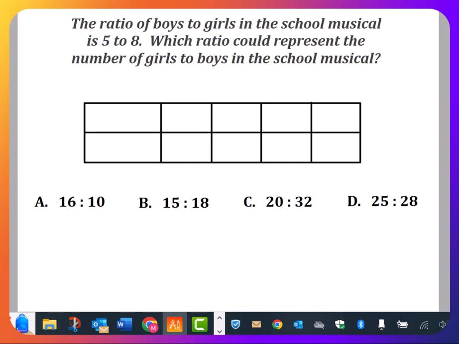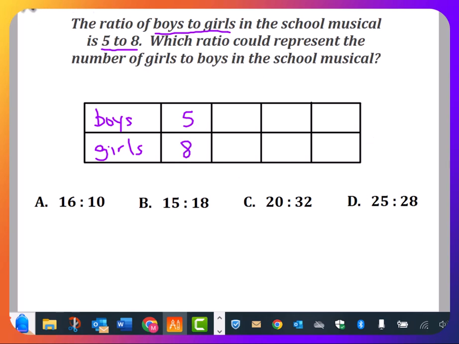Okay, the ratio of boys to girls in the school musical is 5 to 8. Which ratio could represent the number of girls to boys in the school musical? So we're going to use this ratio table to help us find the correct amount. Our ratio is talking about boys to girls, so let's write the labels first, boys to girls. And it tells us that that is 5 to 8. Going in the same order, the 5 represents the number of boys and the 8 represents the number of girls.